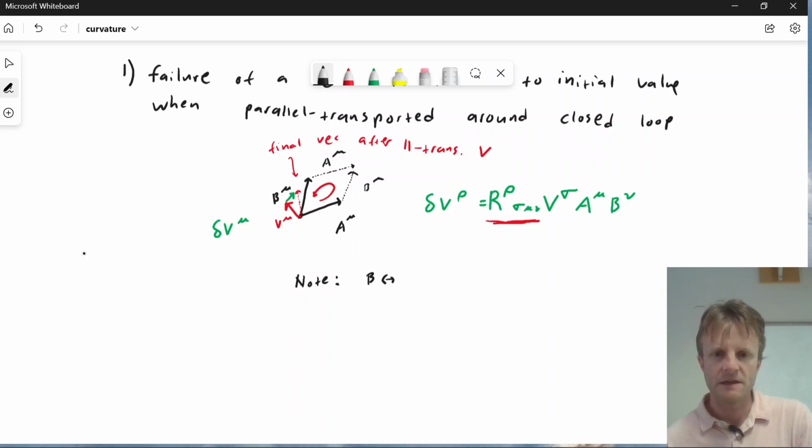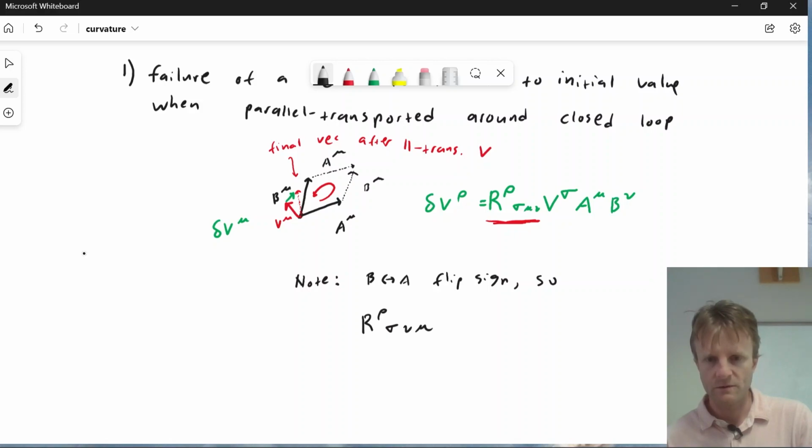Interchanging B and A flips the sign as the orientation changes. So it follows our first symmetry property of the Riemann tensor: Riemann sigma nu mu equals minus Riemann rho sigma mu nu. In other words, it's anti-symmetric on the last 2 indices.